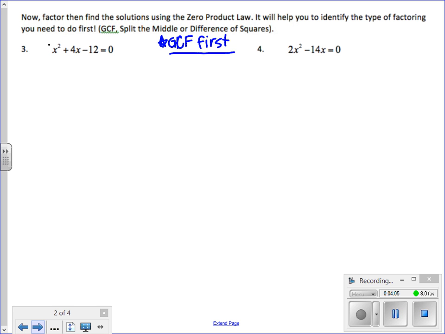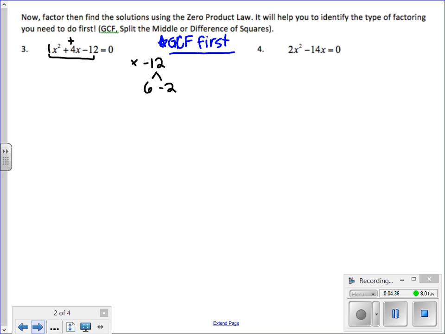So I start by remembering that there's a 1 in front of the x squared, and I multiply that first term by the last term. 1 times -12 is -12. So my goal is to find two numbers that multiply to -12 and add to that middle number of 4. Well, the two numbers that multiply to -12 and add to 4 are going to be +6 and -2.